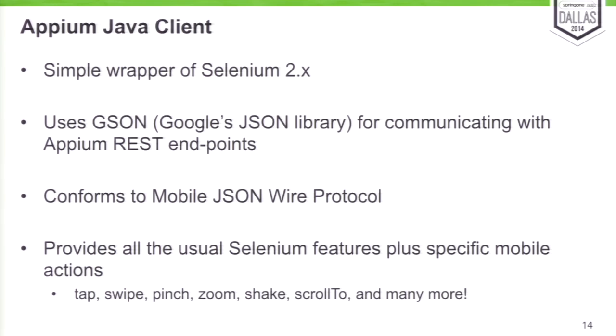So I mentioned the Appium Java client, and let's just talk a little bit more about this. I already mentioned the second point, it includes JSON to talk to that Appium library, and it's a wrapper of Selenium 2.x. It's conforming to that JSON wire protocol, and it's providing all the usual Selenium features that, if you've done traditional web automation, you'd be familiar with, in addition to the new ones for mobile, like tapping, swiping, zooming, and so forth. So this is just another library that you'll include in your Gradle file, and it takes care of making all this available to your project.